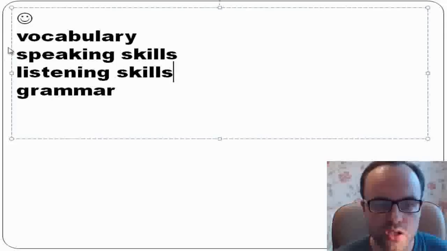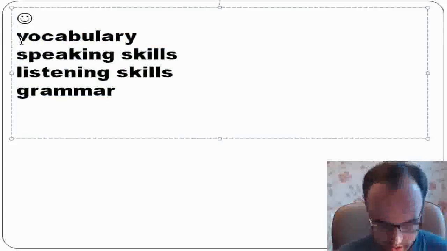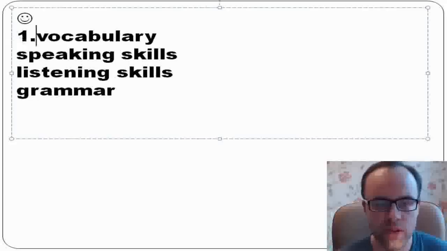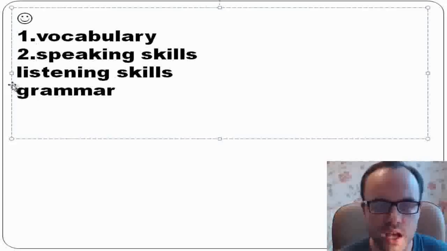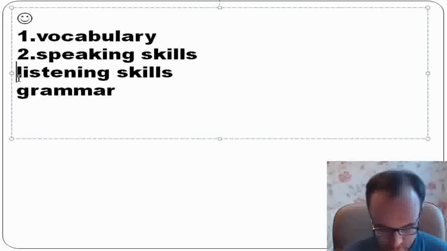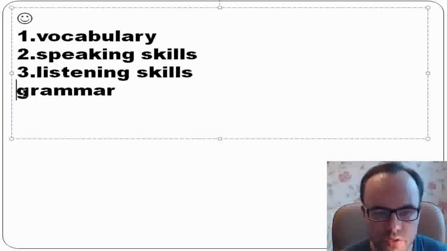So, to sum up, you need to focus on these four things. In the first place is vocabulary, then speaking skills in the second place, then listening skills and grammar. All these things are also important.